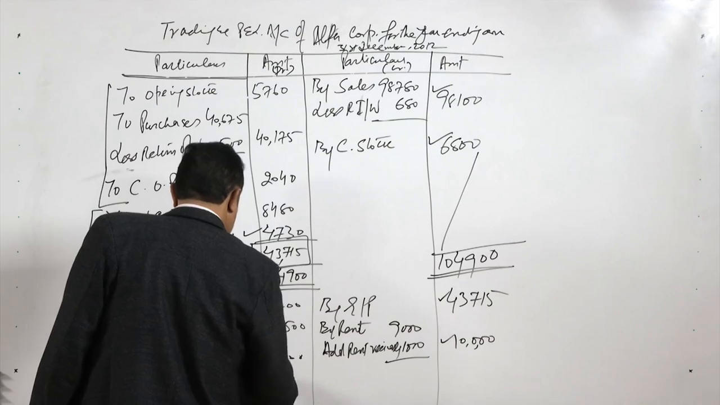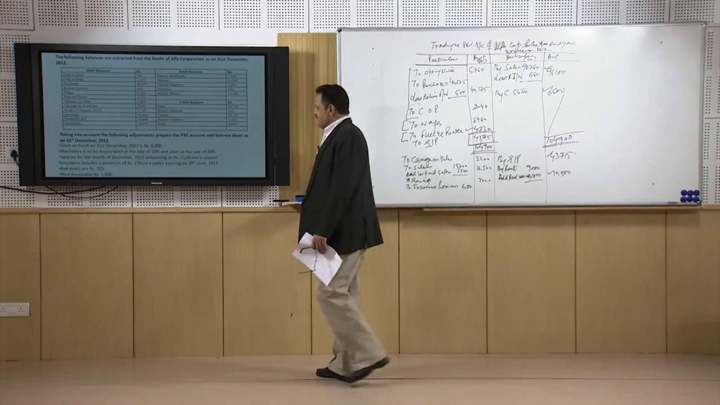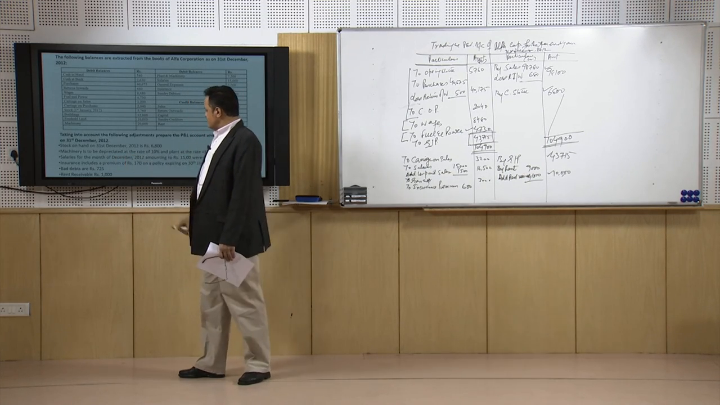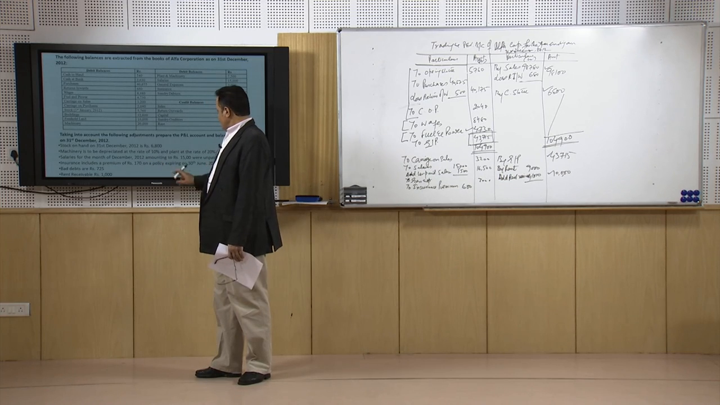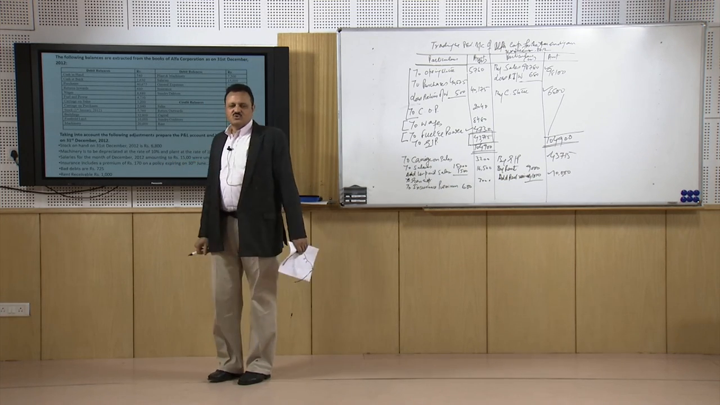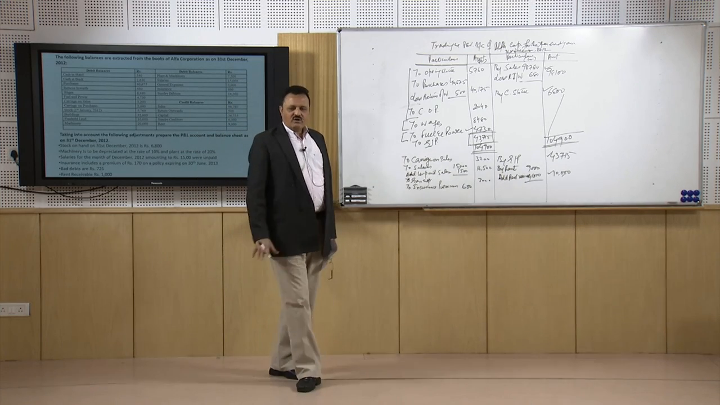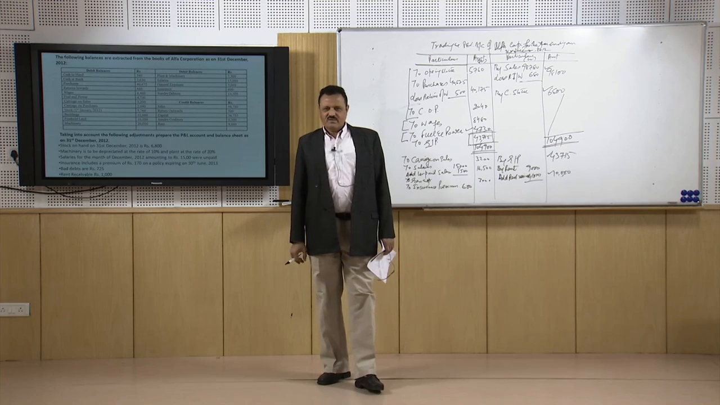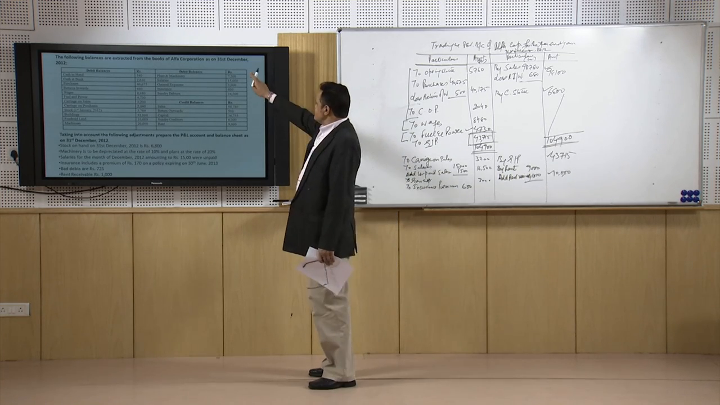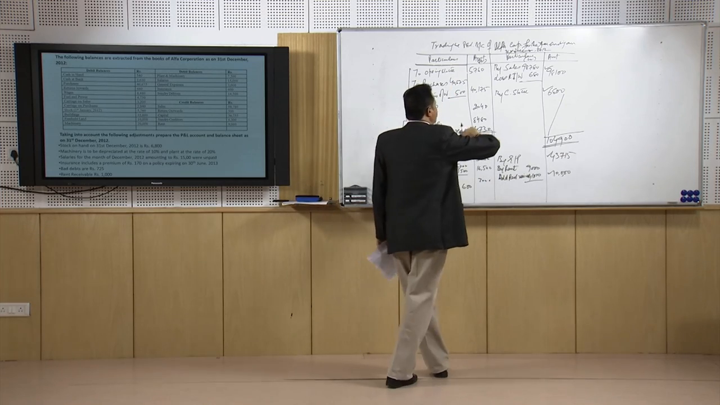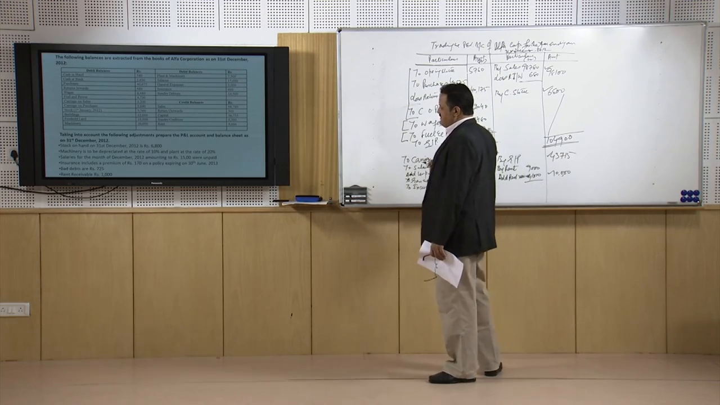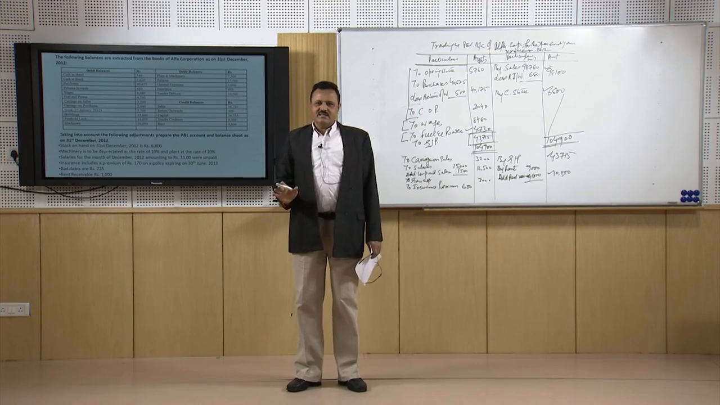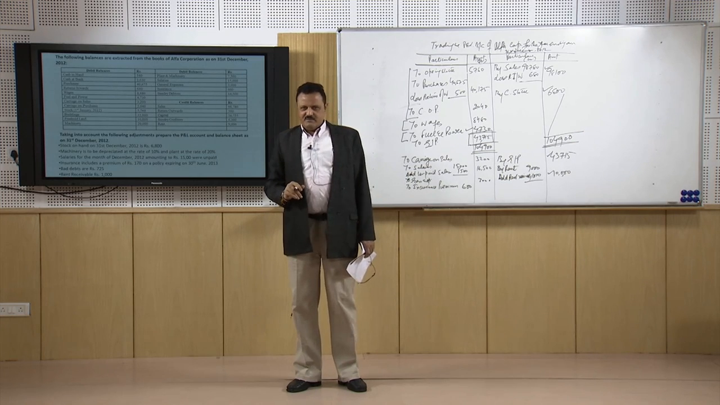Insurance premium is 600 we are taking here, and there is some adjustment with regard to the insurance premium, and that is: insurance includes a premium of rupees 170 on a policy expiring on 30th June 2013. Now what does it mean? Is it outstanding or is it paid in advance? Because we are preparing the financial statements as on 31st December 2012. When we are preparing these statements on 31st December 2012, it means this is the last date of the year for which we are preparing the financial statements, right?